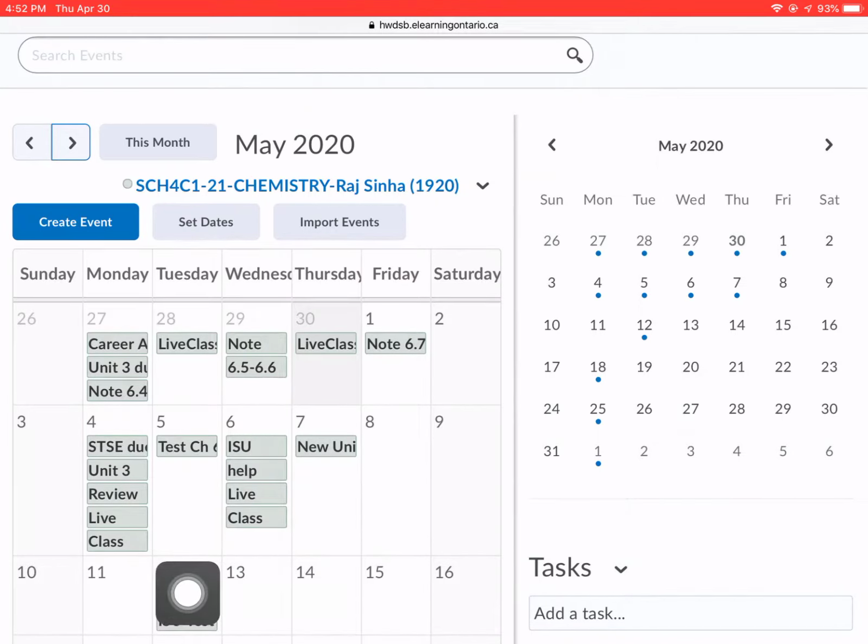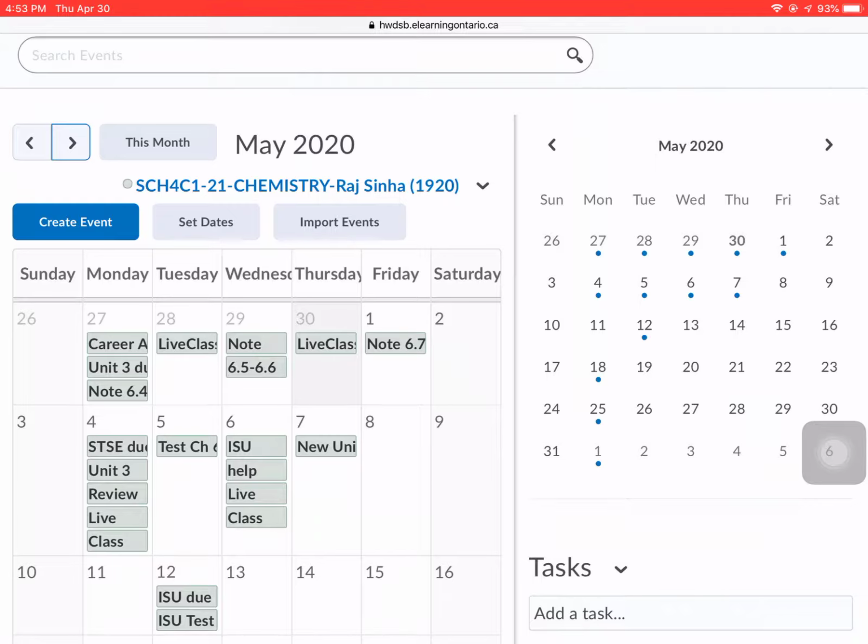A few of you have already handed it in, which I'm really happy to see. I will not take your ISUs after the 12th. Every other assignment, careers, STSEs, anything else that we've done, I don't care when it comes in, but the ISU assignment is due on the 12th. You've had it since February 15th or so. It's now May, so that's about 10 weeks or more that we've had the ISU.